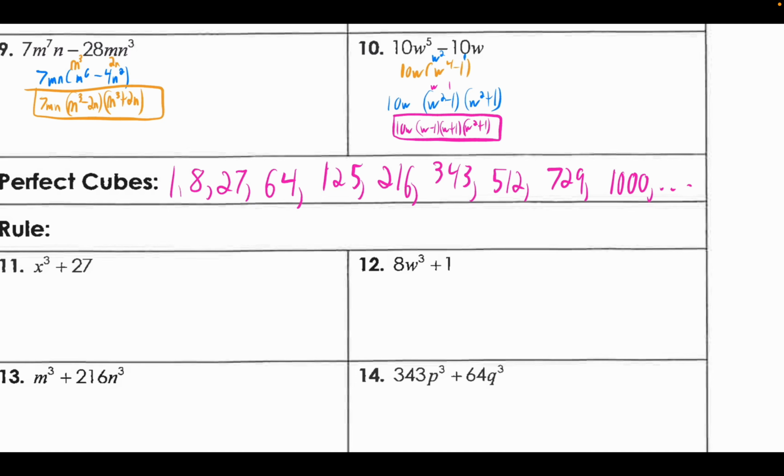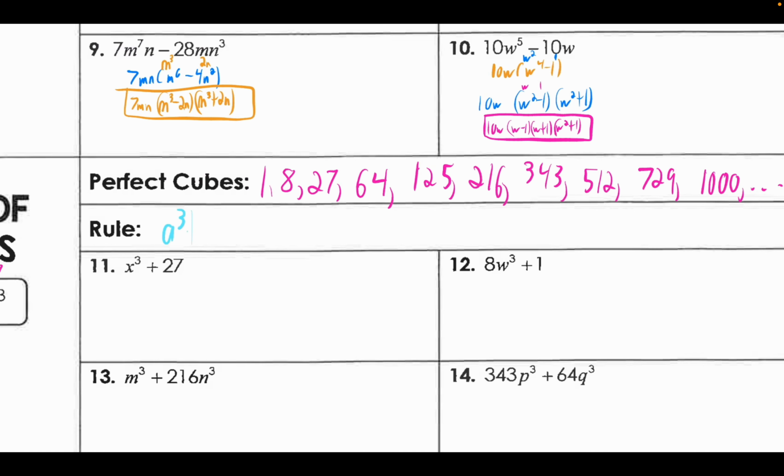Our rule for a sum of 2 cubes is a cubed plus b cubed will factor into a plus b, and the other factor, or parenthesis, will be a squared minus ab plus b squared, where a and b are the cube roots, or whatever cubed would get us a cubed and b cubed.